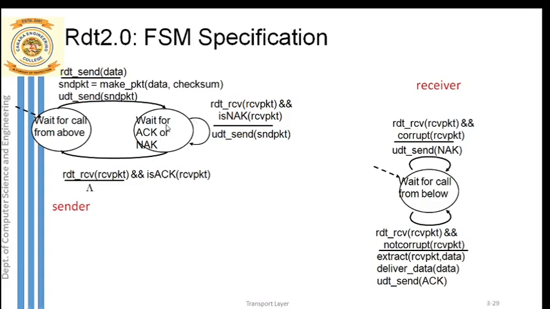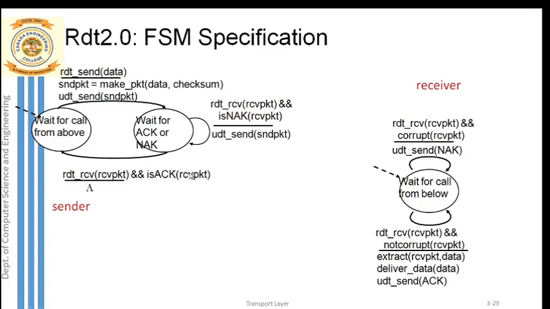If the sender receives a positive acknowledgement, what is he doing? You can just see how this is written, the same way as the earlier functions and condition are written. RDT receive: he is receiving the packet. He should receive a packet from the network layer at the sending side. And if the received packet, logical AND, if the received packet is ACK, what does that mean? He is receiving a positive acknowledgement.